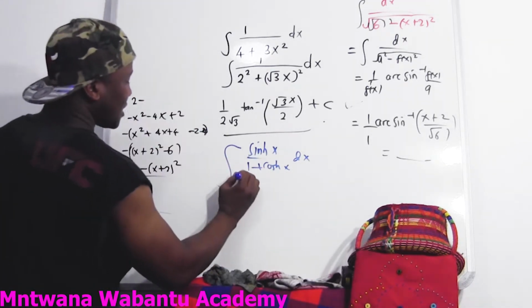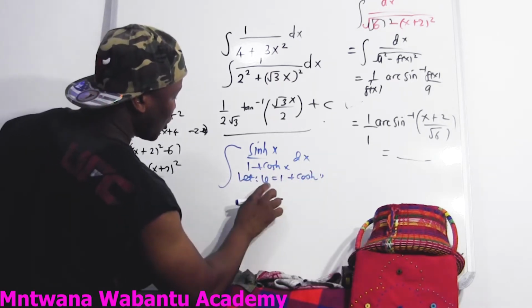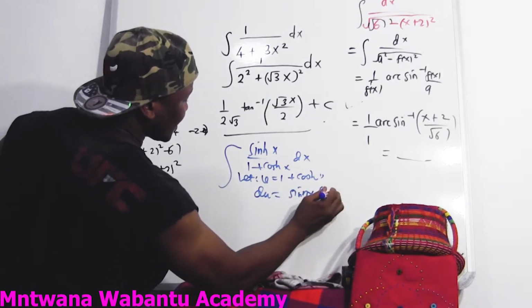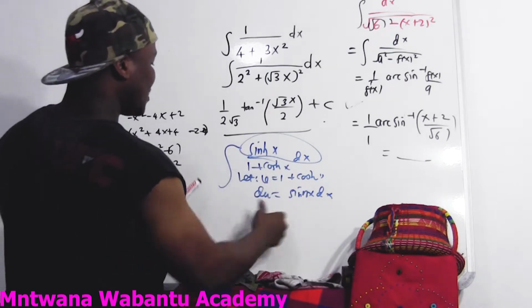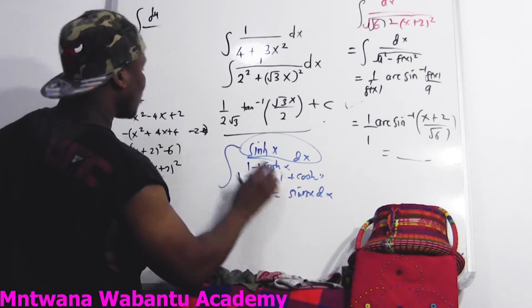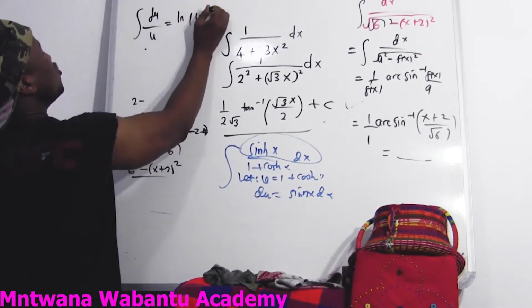Look, I'm going to let u equal 1 plus cos of x. When you differentiate this, you're going to get du. It's going to give you sin x dx, which comes here. So now du means, instead of this, the integral of du over u, which is ln of u plus c.